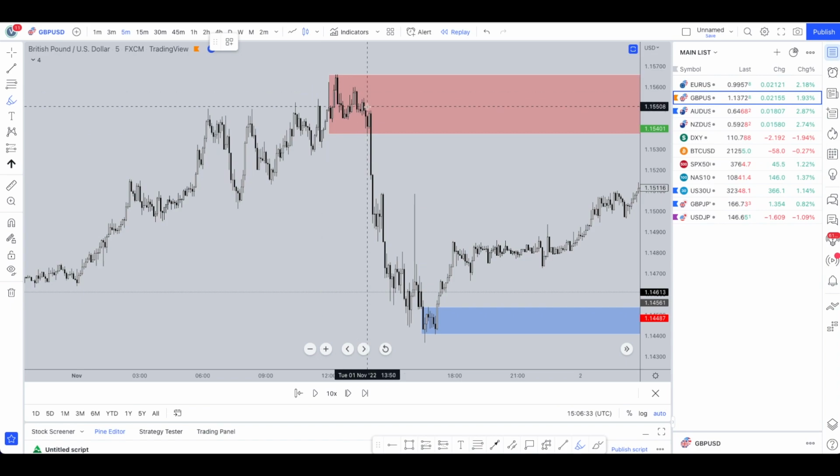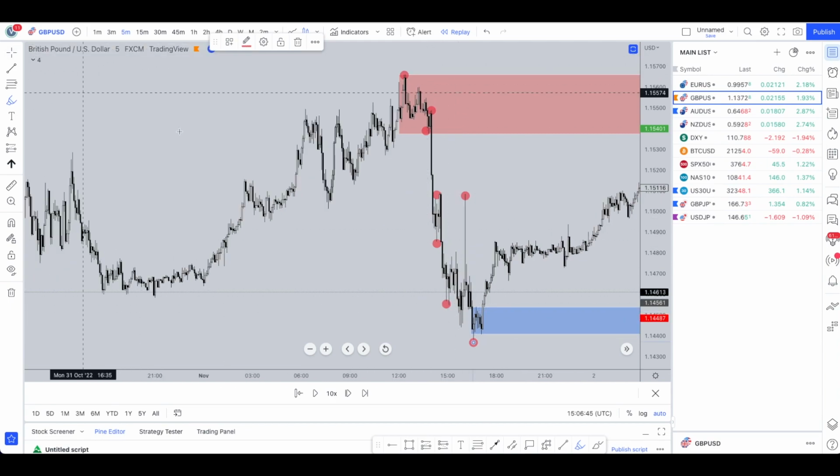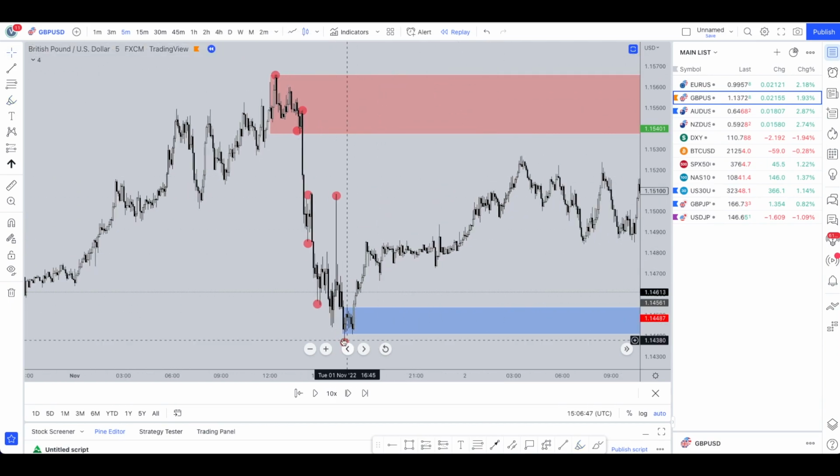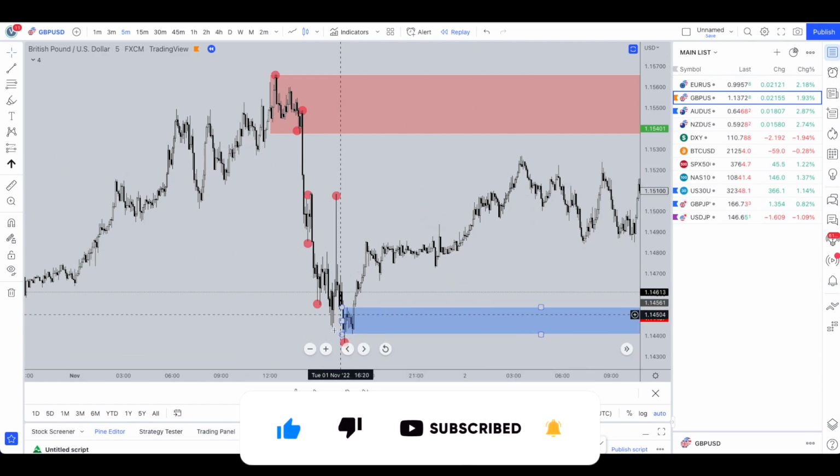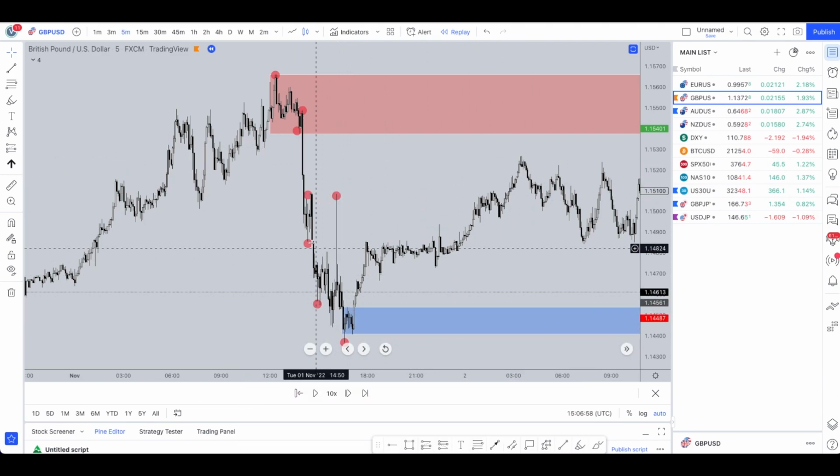Looking back at the market structure leading into this demand zone, we can see we've got the highs, lows, lower highs, lower lows, lower high, lower low, lower high, and then the lower low. And then within this movement from here to here, we see a break of market structure above this previous point over here. So we know that there's a break of structure up here creating this 5-minute demand zone.